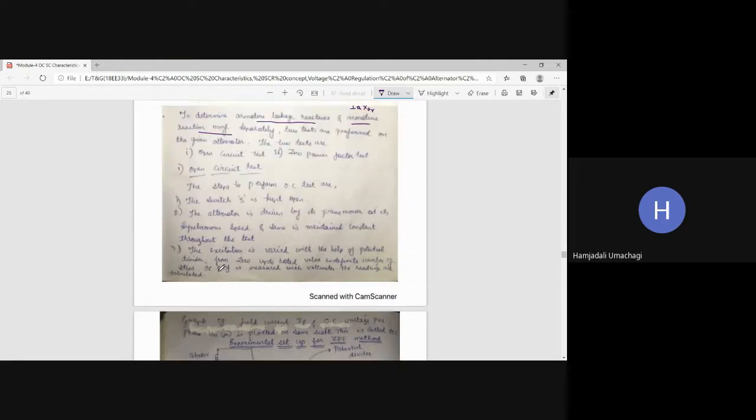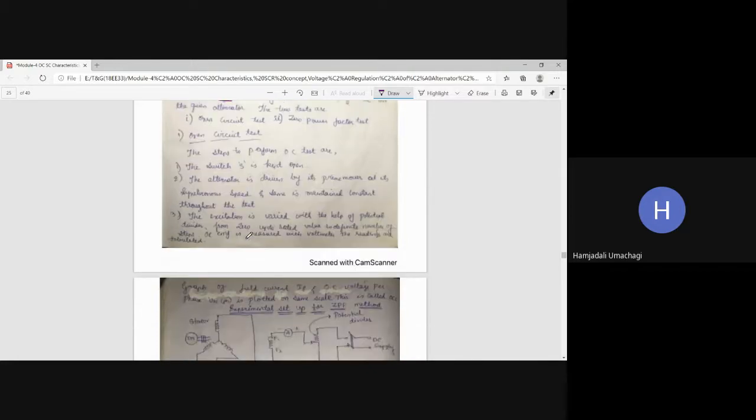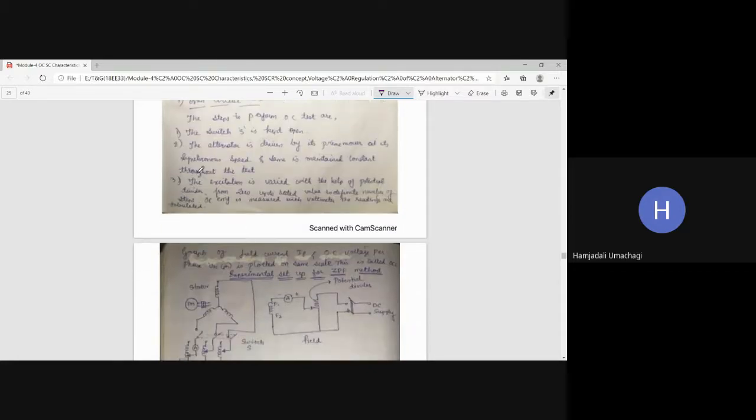The alternator is driven by its prime mover at its synchronous speed. So you allow the alternator to run at synchronous speed, that is Ns, and the same is maintained constant throughout the test. Okay. The excitation is varied. Excitation means this is the field current, the field winding. So the current through the field winding is nothing but IF. That IF is nothing but the flux, which is the excitation, and the current can be controlled by the resistance, that is this potential divider. So excitation will be varied with the help of this potential divider.